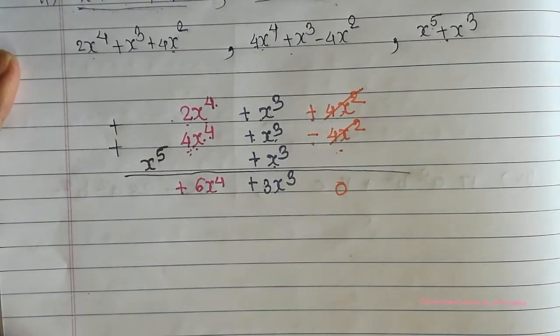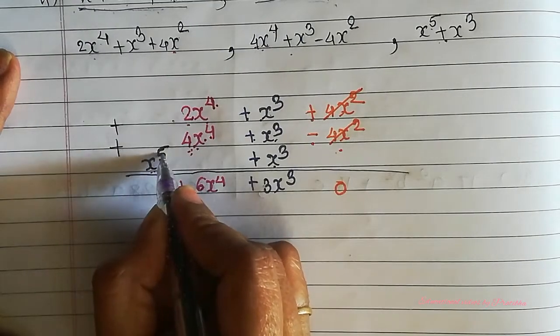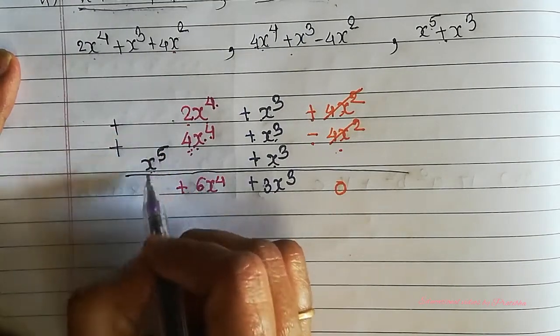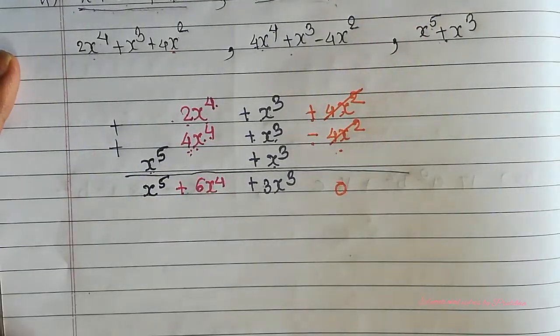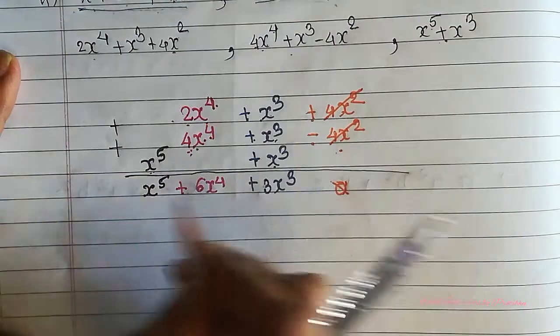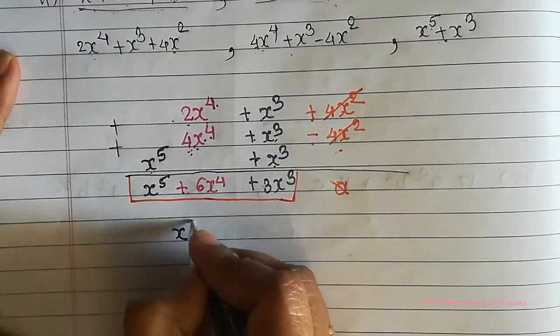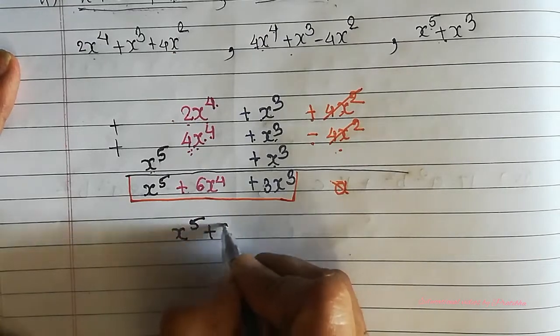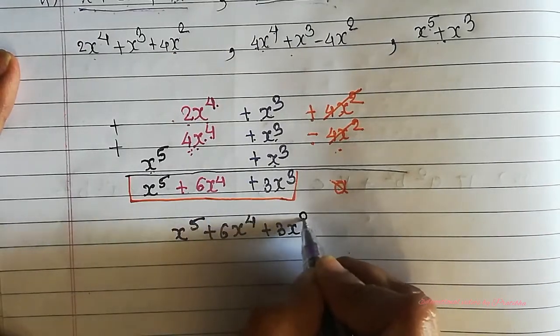Now I'm going to add the last term, that is x raised to power 5. There is no other term with this power, so I'm going to write it as it is. Now this 0 is there, so we don't have to count it, so this will be our answer. So our answer is x raised to power 5 plus 6x raised to power 4 plus 3x cube.